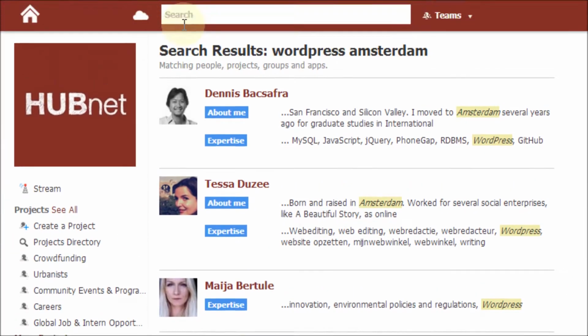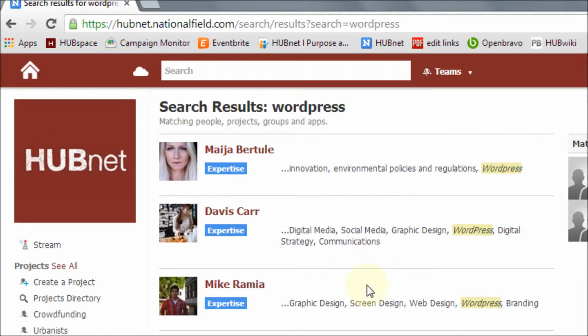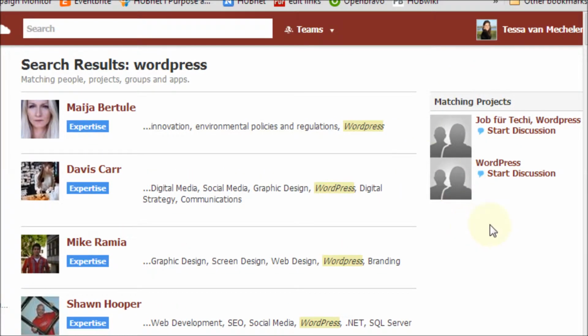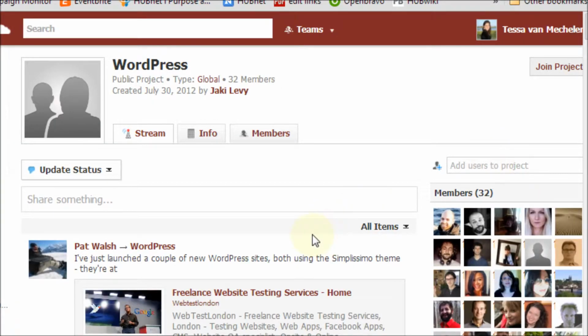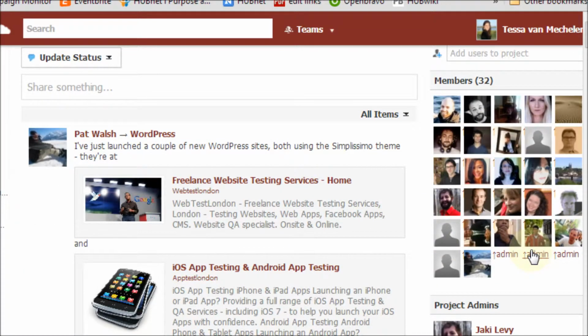Now, next to people, I might want to find a group of people. This I can do also by adding a search word, and then I'm looking to the right hand side where I see matching projects and also a WordPress project. I will find a group of people that are interested in this topic or might be skilled in it. So on HUBnet, something is called a project, but actually it is a topic of interest.